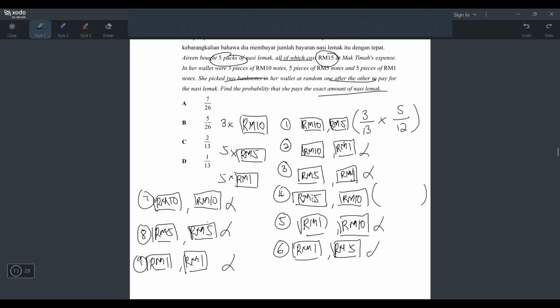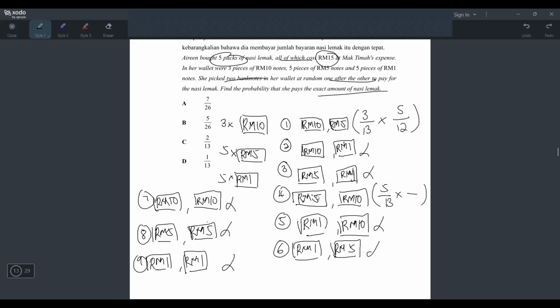The probability of getting the first 5 ringgit: how to get the probability of 5 ringgit notes? You take the number of 5 ringgit notes, divide by total. The number of 5 ringgit notes is 5. And then the total will be 3 plus 5 plus 5, which is 13, right? Times with, what is the probability of getting the 10 ringgit note next?